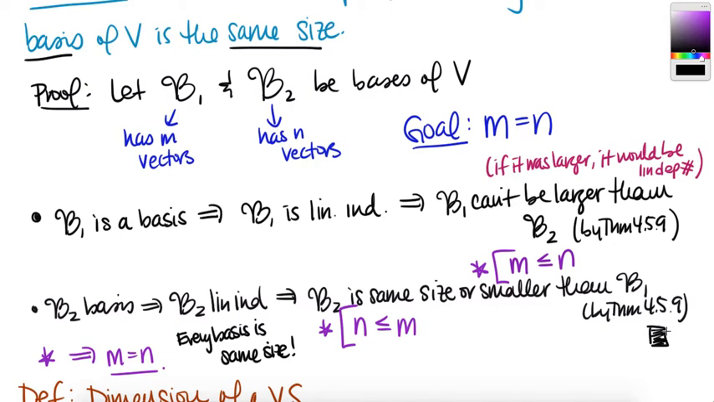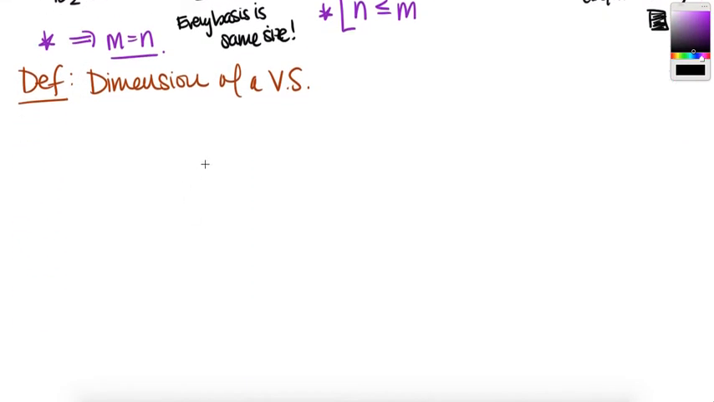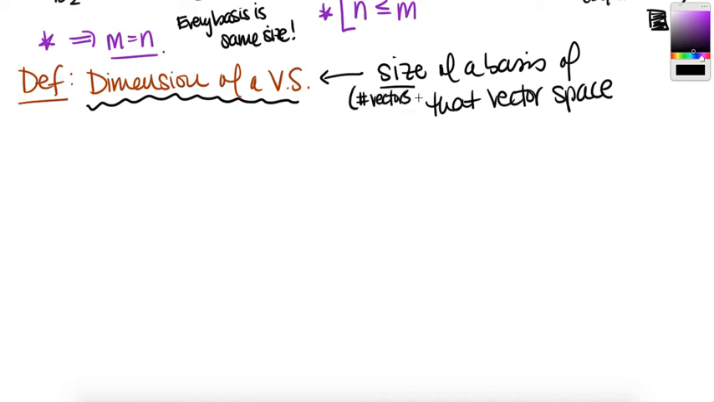which allows us to make the following definition: dimension of a vector space. The dimension of a vector space is the size of a basis of that vector space. And by size, we mean the number of vectors. So dimension is size of a basis. Every basis has the same size, so dimension is an invariant. It's always the same. Great.